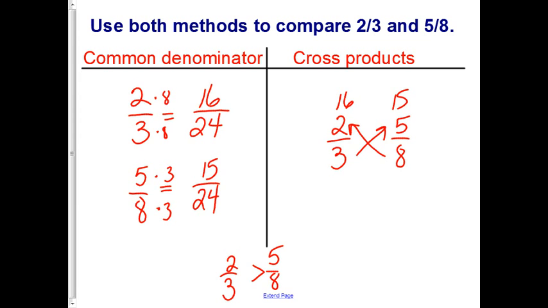And the reason why this works, if you look carefully, you're going to notice that just like I'm doing 2 times 8 to get 16 in the common denominator method, I'm doing 8 times 2, which is the same as 2 times 8, in my cross products method to get this 16. And just like I'm doing 5 times 3 to get 15, which is the numerator for 5/8, I'm doing 5 times 3 or 3 times 5 and getting 15 as one of my cross products. So really, when you're doing cross products, what you're doing is finding the numerators without actually having to find the common denominator. So it's a little bit quicker and shorter way to do it.